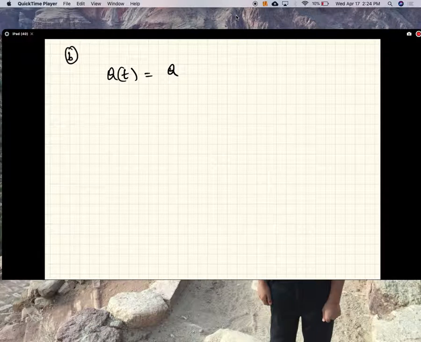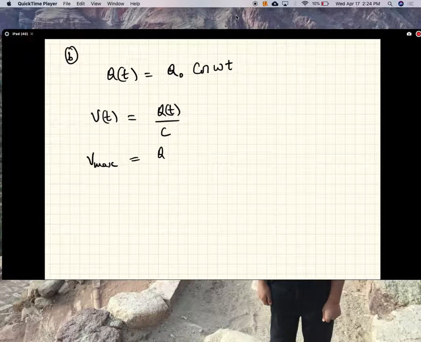Q max cosine omega t or sine omega t, it doesn't matter. They give you the maximum voltage. For the capacitor, the voltage across the capacitor is equal to the charge on the capacitor divided by C. Since V max is equal to Q max divided by C, Q max is Q naught. So we are going to evaluate Q naught.